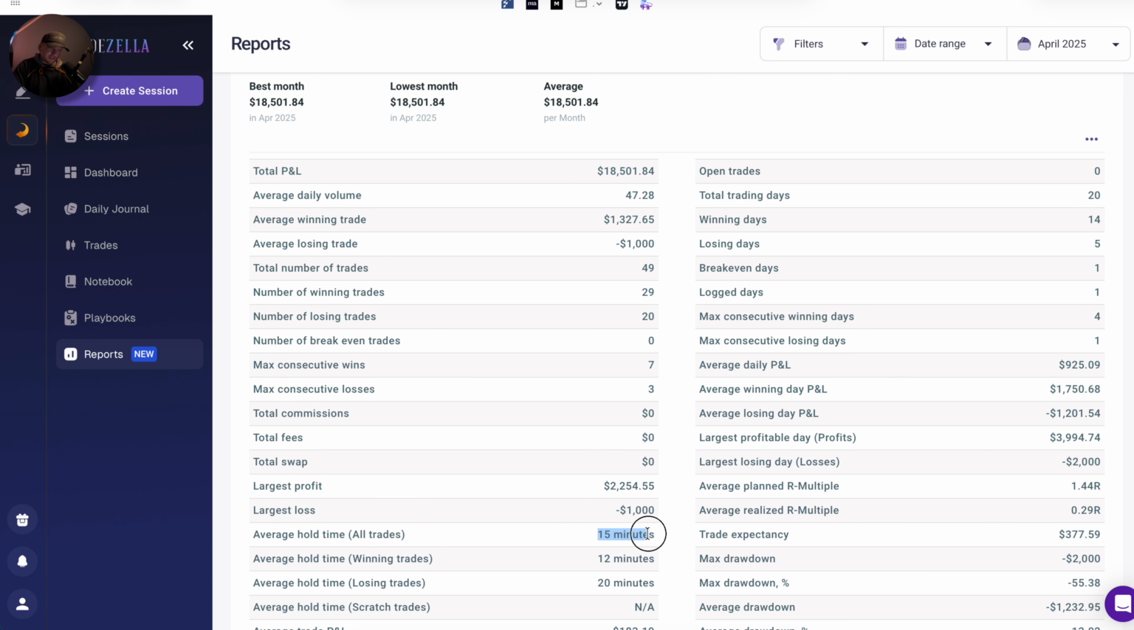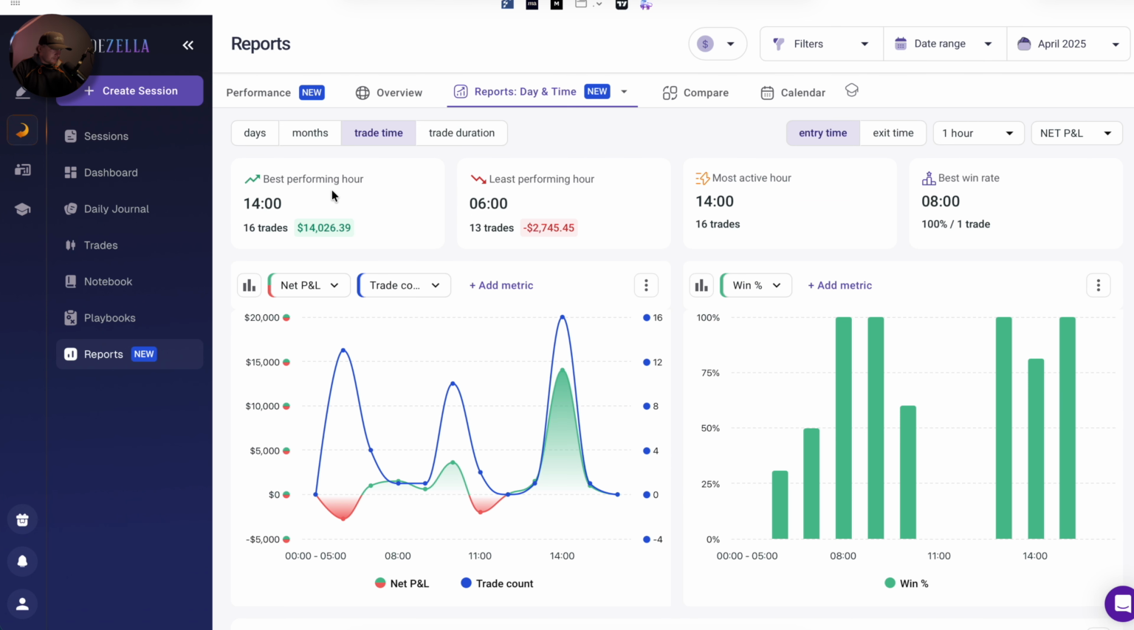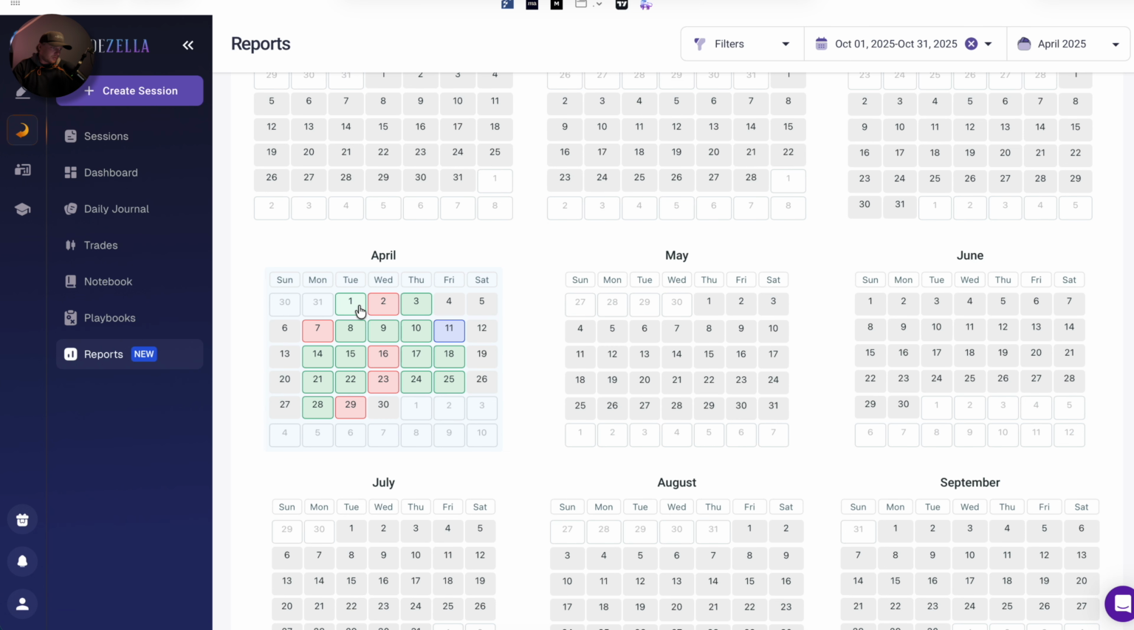Average hold time is 15 minutes, so obviously it's a scalping strategy. Even though we are using the 4-hour, we are using the 1 minute for our entries, so we're in and out much quicker. 14 winning days, 5 losing days. Our best performing hour is the afternoon session, so New York. We took 16 trades during New York and we made 14,000. Our worst performing hour was at 6 a.m., so Asian session going into the London session. We took 13 trades there and we lost $2,745.